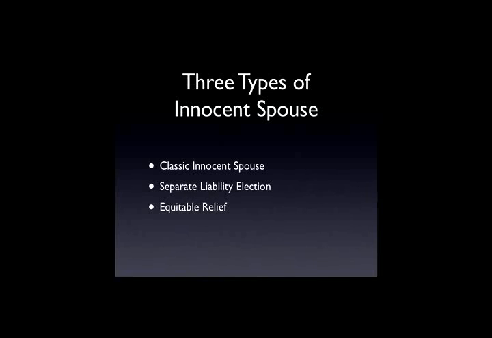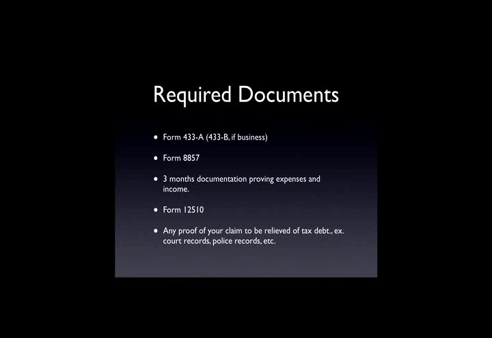The third type of innocent spouse is what's called equitable relief, and that means that even though you don't qualify for one of the first 2 types of innocent spouse relief, it's unfair to hold you responsible, or it would create an economic hardship to force you to pay. That means you don't have the means to repay the liability, and that's a key factor in equitable relief. What documentation do you need to apply and sustain an innocent spouse determination?